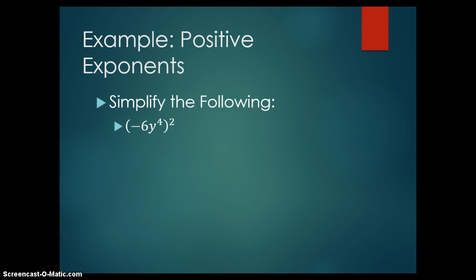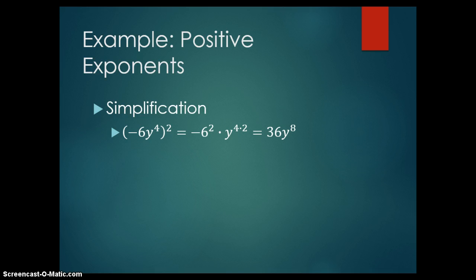Here's an example with positive exponents. We're simplifying, because we have a variable, we're not finding the value, of (-6y^4)^2. So we attach the exponent of 2 to the 6 to get its exponent, so it's (-6)^2, and we find the exponent for y by multiplying the 4 and the 2 together, so we get (-6)^2 times y^(4 times 2), and that simplifies to 36y^8.